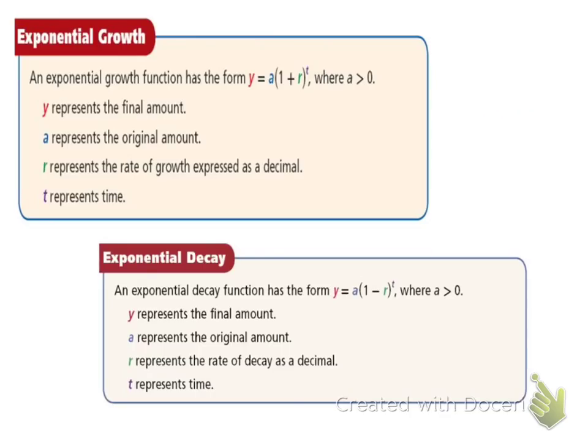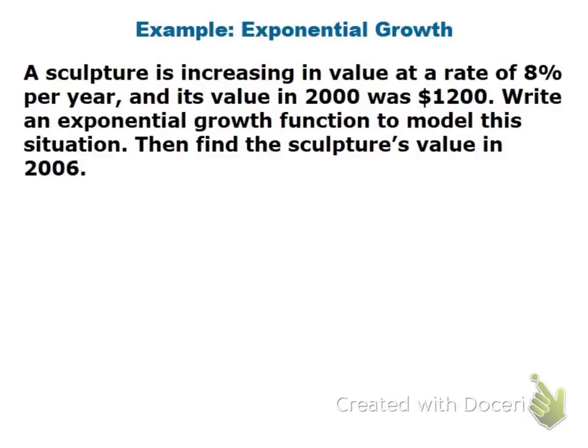The last thing with exponents is exponential growth and exponential decay and compound interest. The formula that goes with these is what we have here. It's not quite as hard as it seems. So a sculpture is increasing in value at a rate of 8% per year, and its value in 2000 was $1,200. Write an exponential growth function to model the situation.